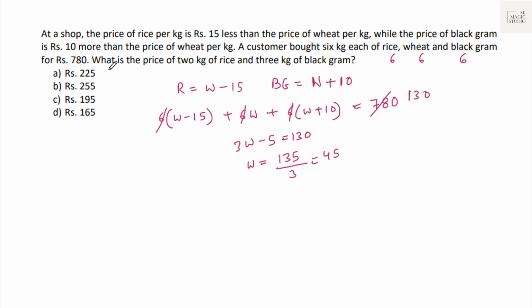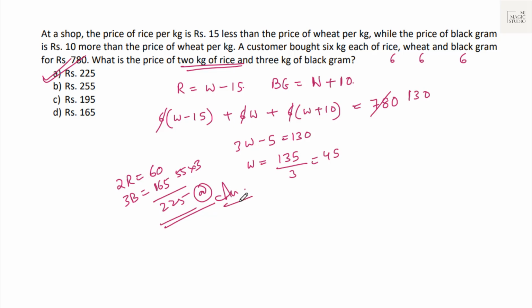45. So what is the price of 2 kg rice? 1 kg rice is 45 minus 15, that is 30. So 2 kg rice is 30 into 2, 60. And 3 kg black gram. Black gram is 45 plus 10, that is 55. So 3 black gram is 55 into 3, that is 165. Total is 225. So price of 2 kg rice and 3 kg black gram is 225. Option A is the pick.